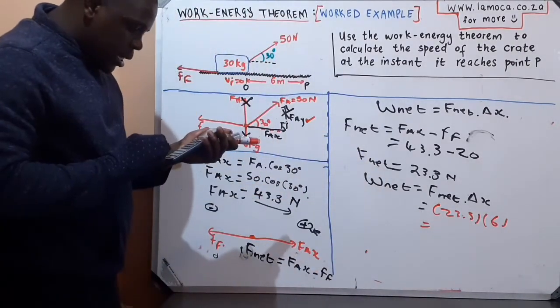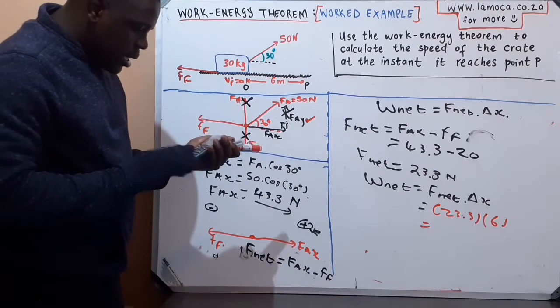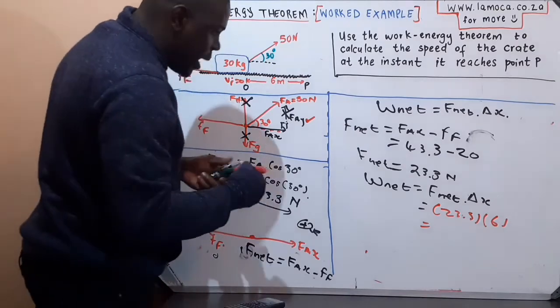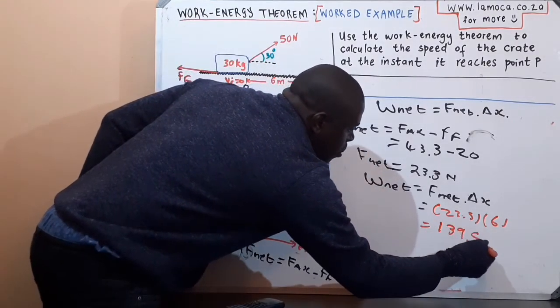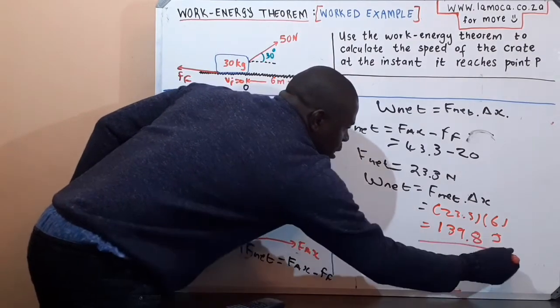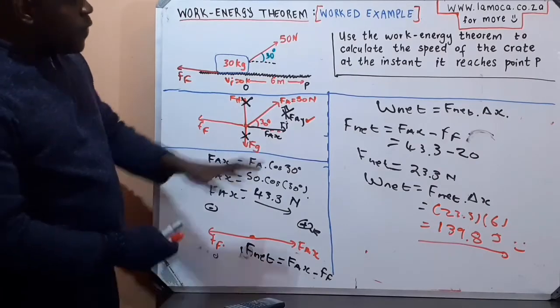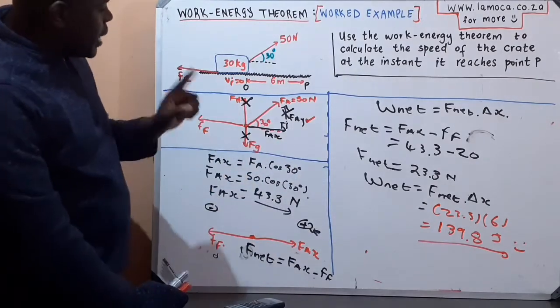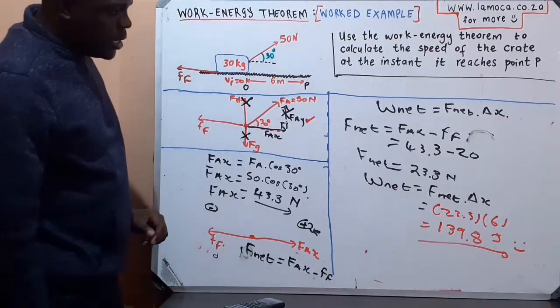So we go 23.3 times 6 is equal to 139.8. So you've got the net work becoming 139.8 joules. This is the net work done on the object. So what we've done so far, we found the net work done on the object, keeping in mind that these forces are not doing work on the system because they are perpendicular to the displacement.